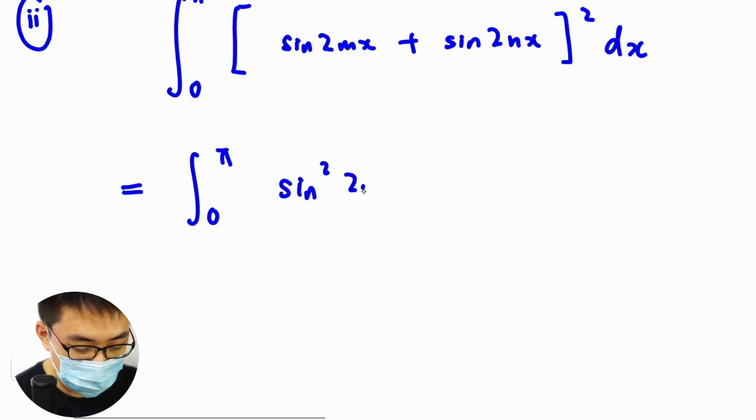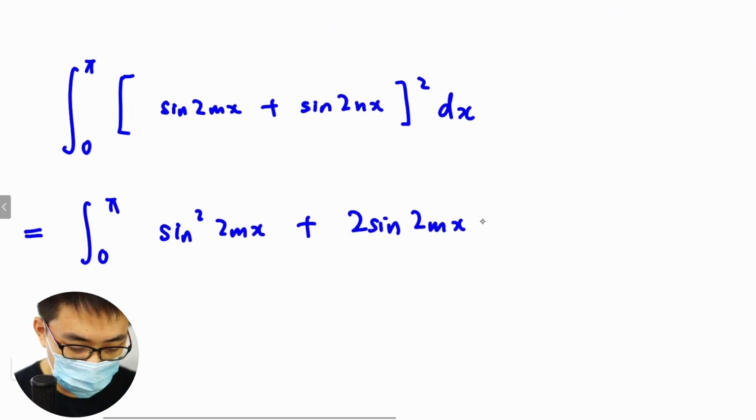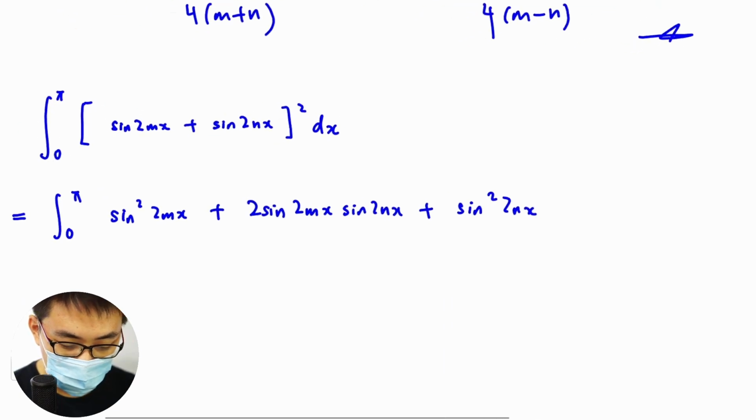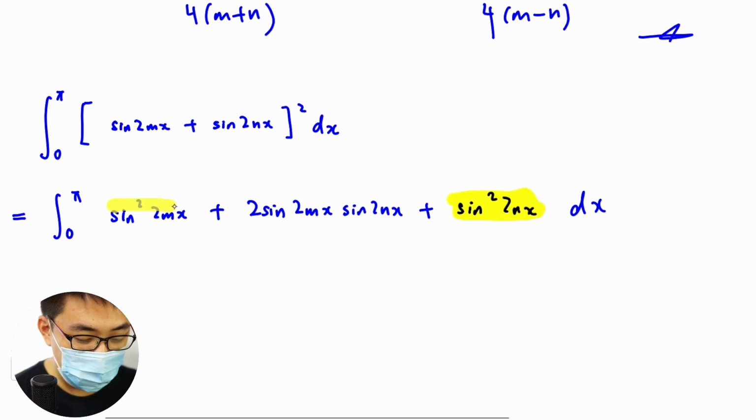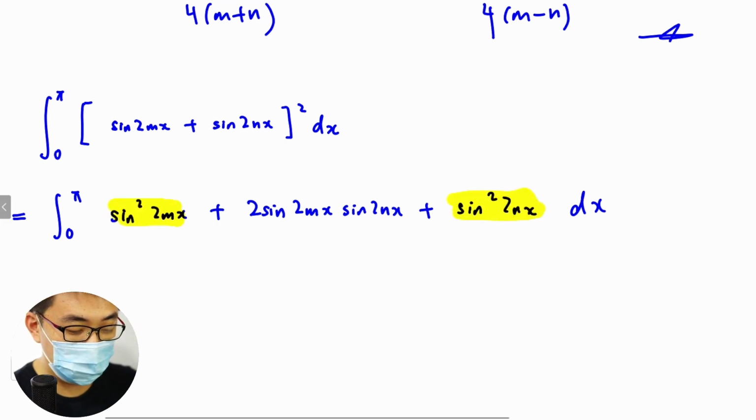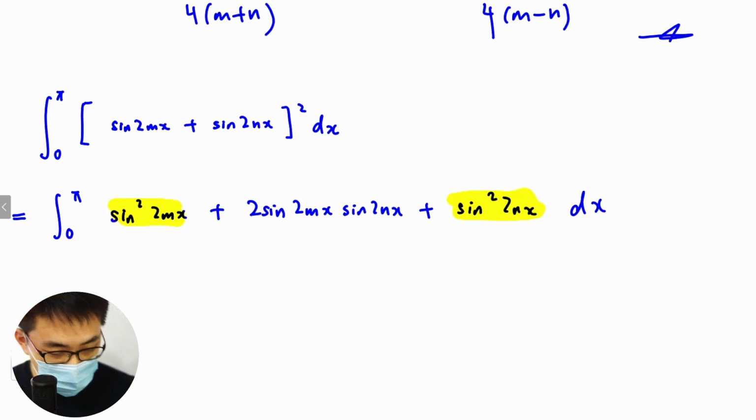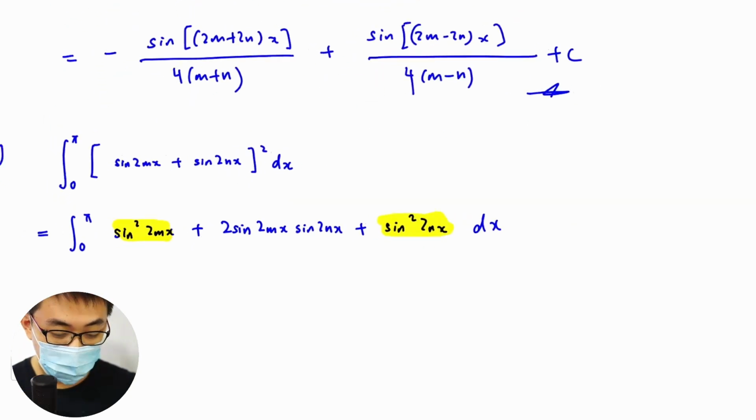Sine square 2mx plus 2 sine 2mx sine 2nx, which is what we got previously, plus sine square 2nx. These two here definitely cannot be integrated. Sine square is not part of the 8 expressions we can integrate. So what you need is to use the double angle formula.